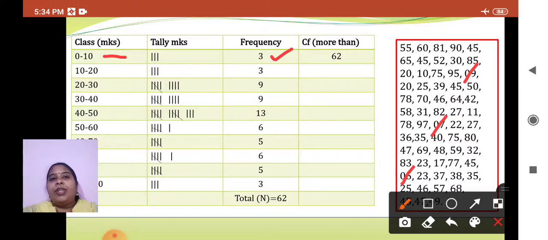Tally marks are represented like this: three vertical lines. If there are more than 4, suppose it is 5, then the fifth one is represented as a slanting line. I hope you know all these concepts. We have already learned them, correct? See this here also and here also, where there are 5 or more, the fifth one is represented as a slanting line like this.